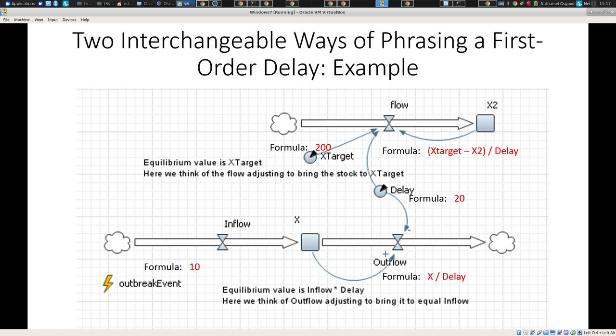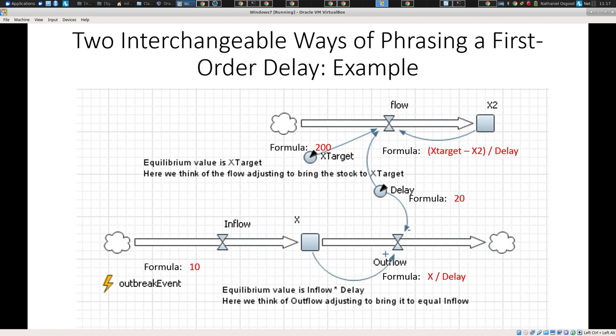We don't think of it that way for the bottom one, where we think of the outflow as the delayed version of the inflow. So if we characterize a system by the top one, the flow can have both negative or positive values. That's right. But if I look at the second one, then the inflow in the second one should never be negative?